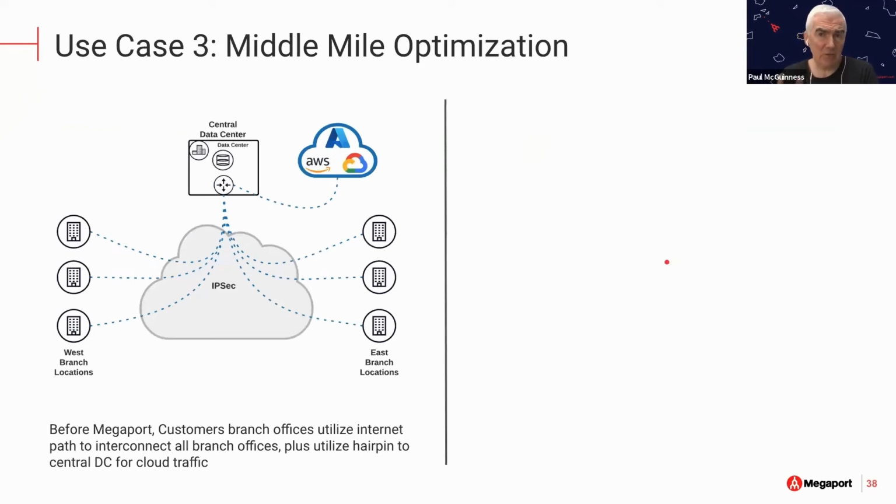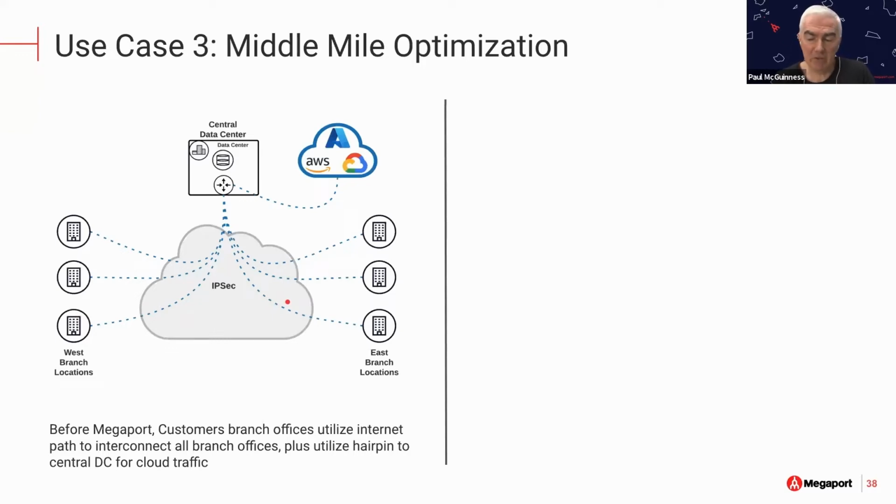This one, use case 3, is middle mile optimization. It's a little bit like the first use case that we saw, which was not optimized going to cloud. But this one has branches in two locations. So let's say West Europe and East Europe. The traffic, again, is not optimized. It's going back to a data center and sharing connectivity to cloud. And then that branch-to-branch communication, again, over longer distances, will give users a suboptimal experience.